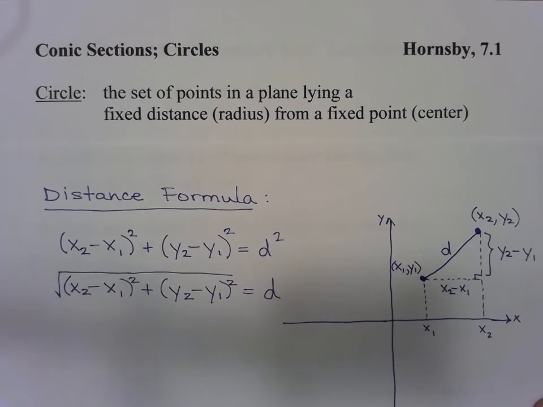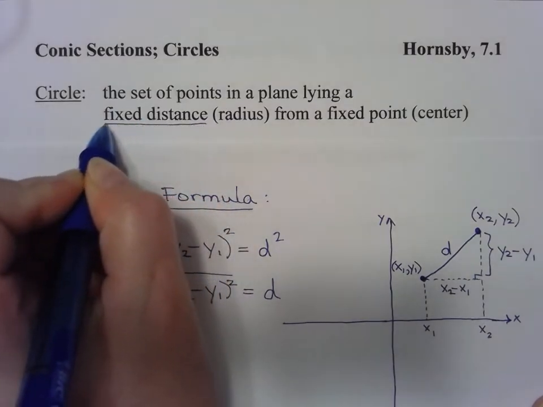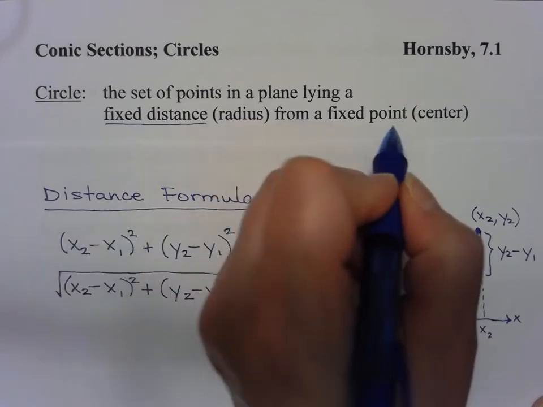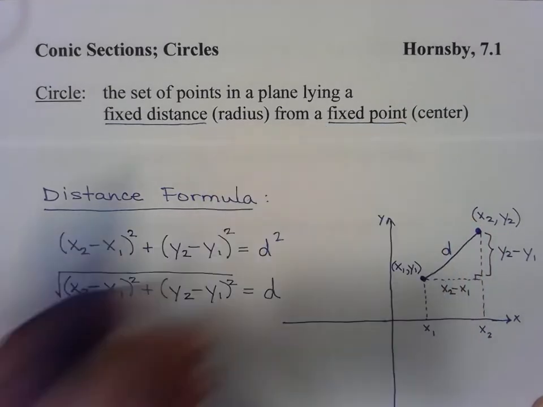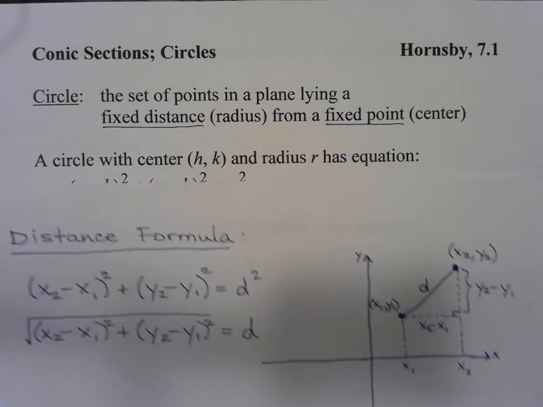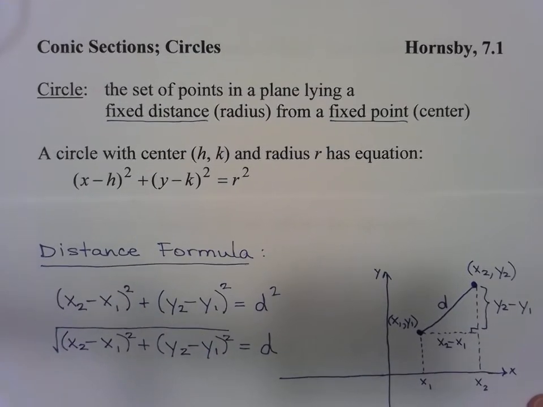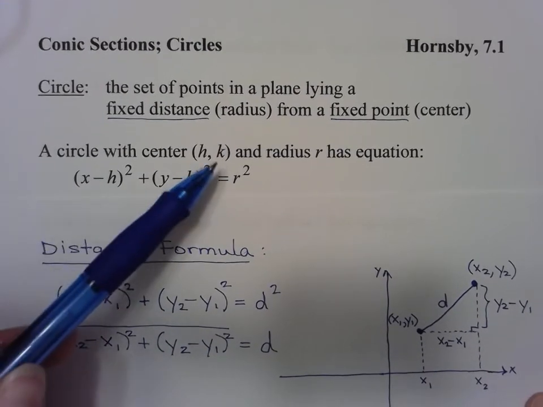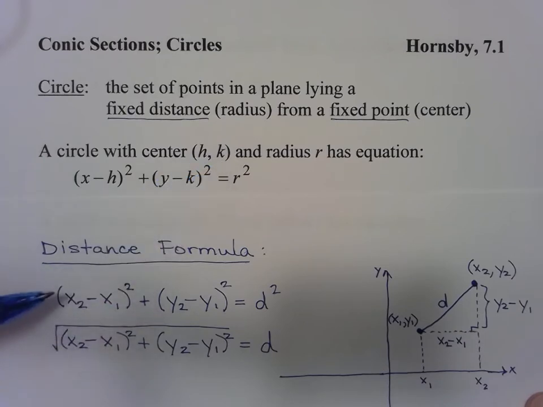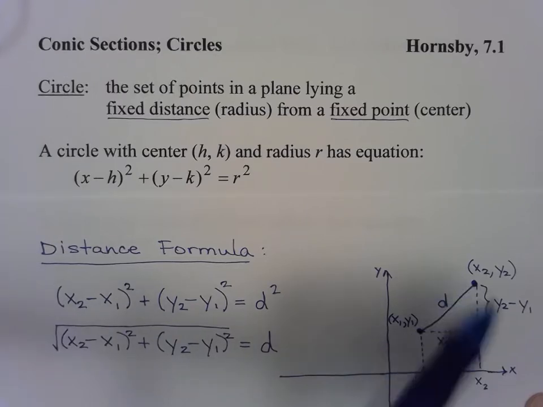So the circle is the set of points in a plane lying a fixed distance from a fixed point. And that fixed distance is the radius, and the fixed point is the center. So here's the equation of a circle with the center being h comma k. Notice how this and this compare. The radius is the distance from the center to the outside of the circle.